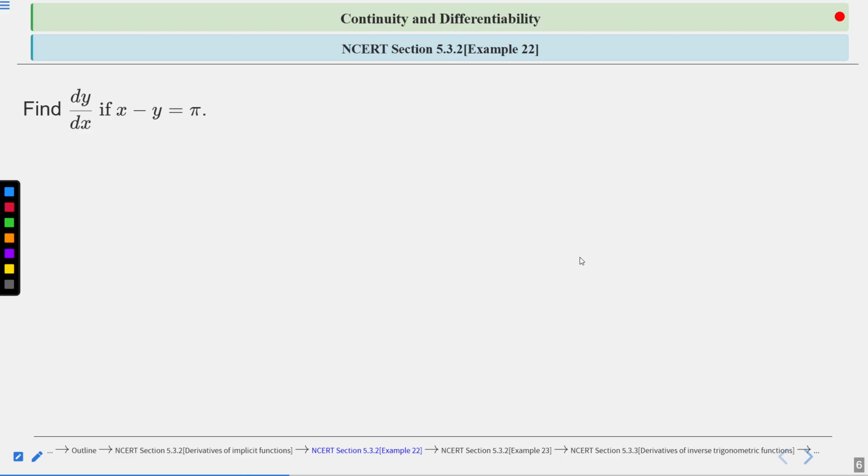Now let us see NCERT section 5.3.2 example 22. We have to find dy by dx if x minus y is equal to pi, right? So you have 20 seconds to solve or think about this question. After that, we'll move to the solution part, right?